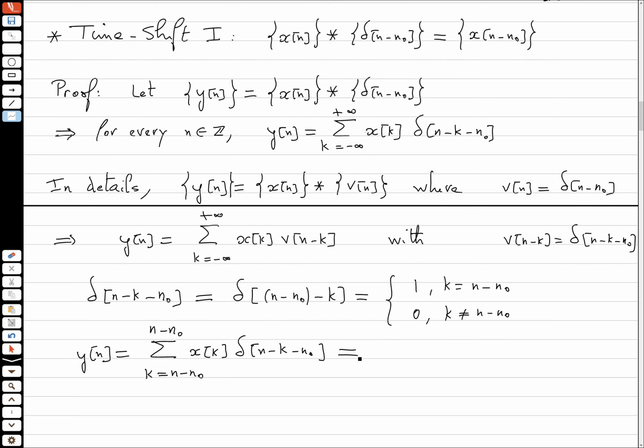All right, now this summation is easy to calculate because there's only one term. It is when k equals n minus n naught. So what do you get? You get x of n minus n naught times 1, because this is the case when this is 1. So this is what you get.